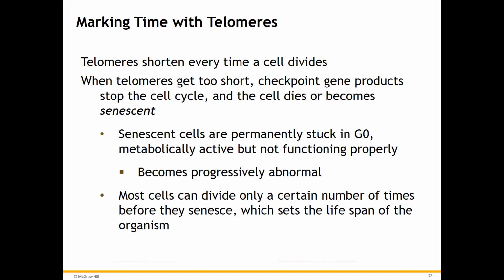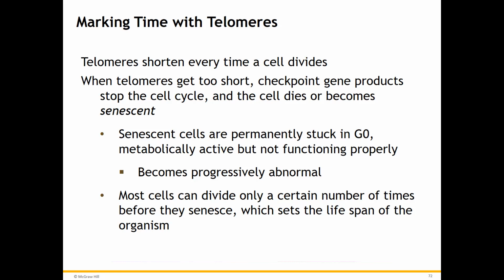And senescent cells are stuck in G sub O. They're metabolically active, but they don't function properly. And it may be very similar to an organism or some structure that you know of. It still works, but it doesn't work right. It's just not functioning properly. And the longer it goes, the more progressively abnormal the organism becomes. So that's what a senescent cell is similar to.